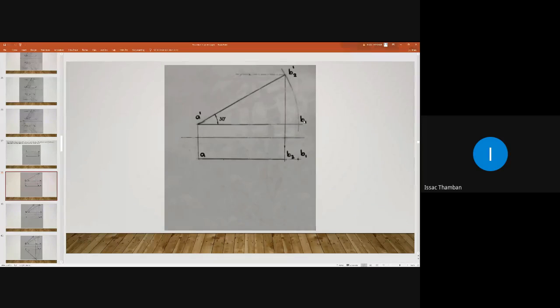Have you drawn that? Yes, sir. Okay. Now, what next? The elevation length of line AB is given. What is the elevation length, Namita? What is the elevation length given?